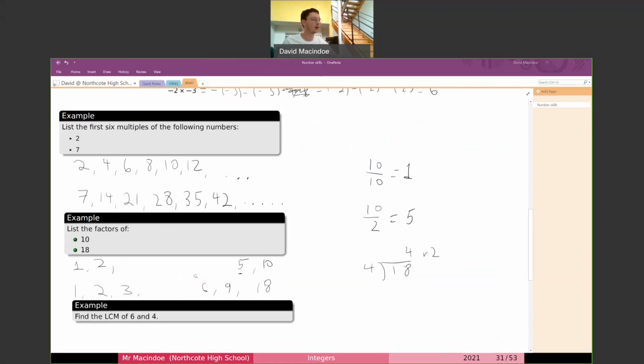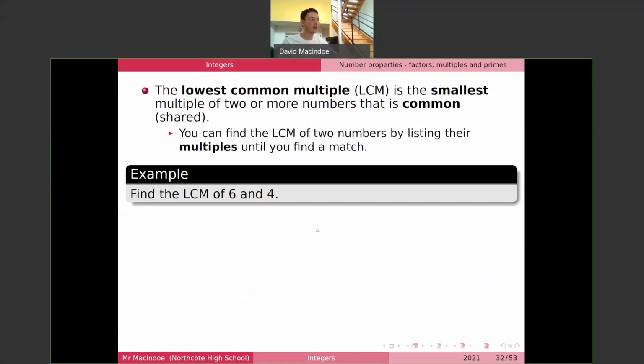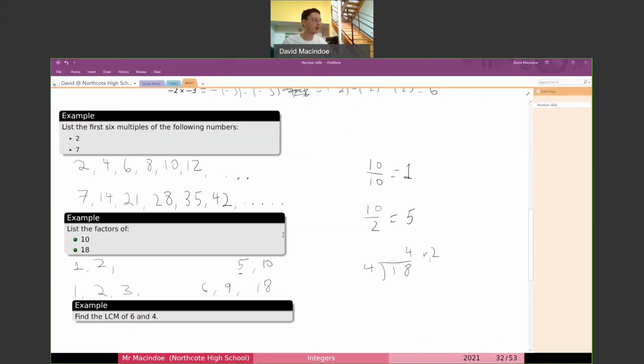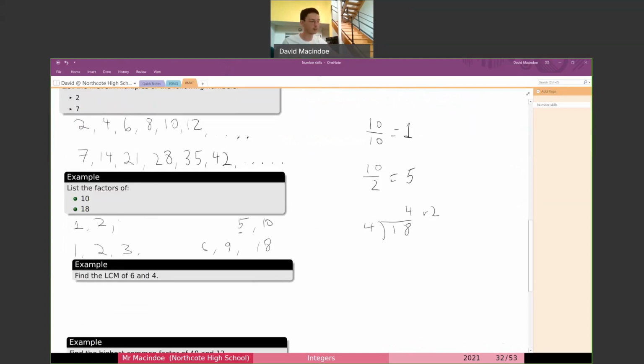All right. Lowest common multiple. The lowest common multiple is the smallest multiple of two numbers that is shared or common. One way to find the lowest common multiple so that you won't make a mistake is to list the multiples of the numbers until you find a match. You'll definitely get there. Once you get more confident, maybe you could think off the top of your head, I reckon it's this, and you might be right. But we'll do it the slower but more careful way.